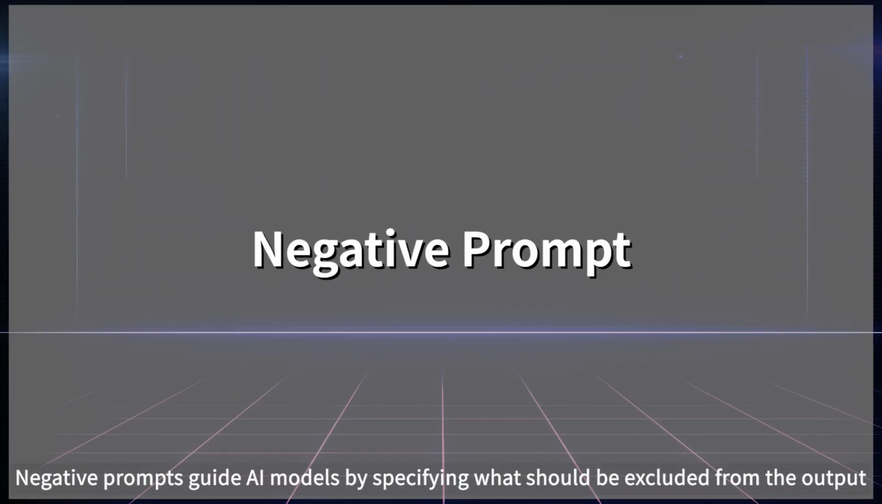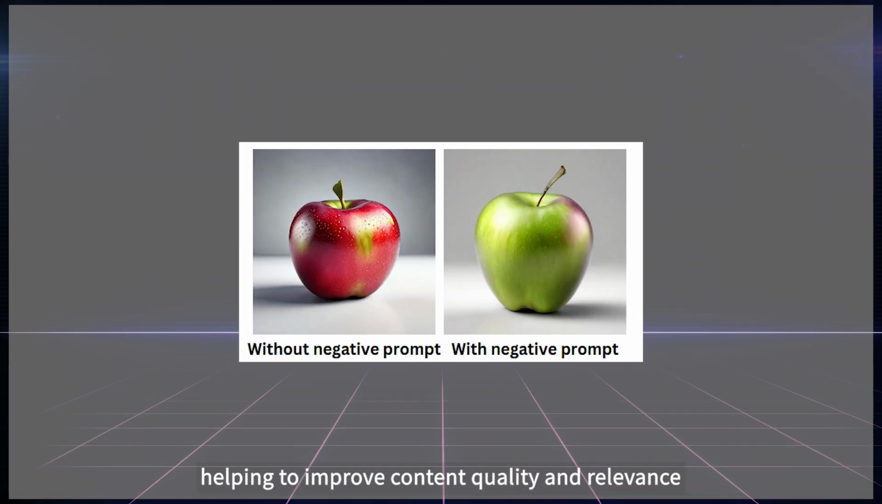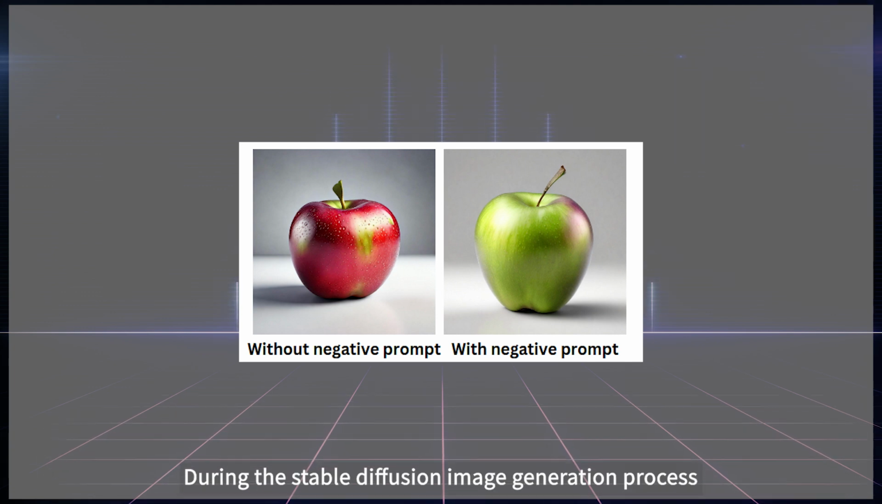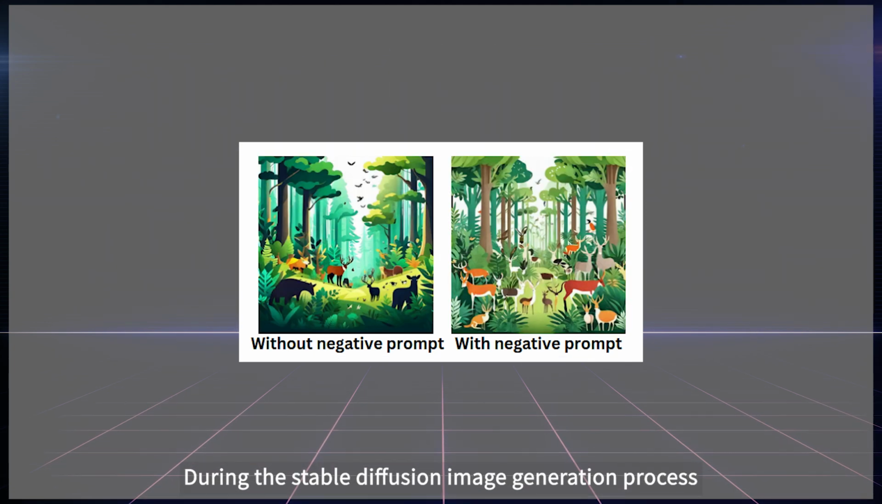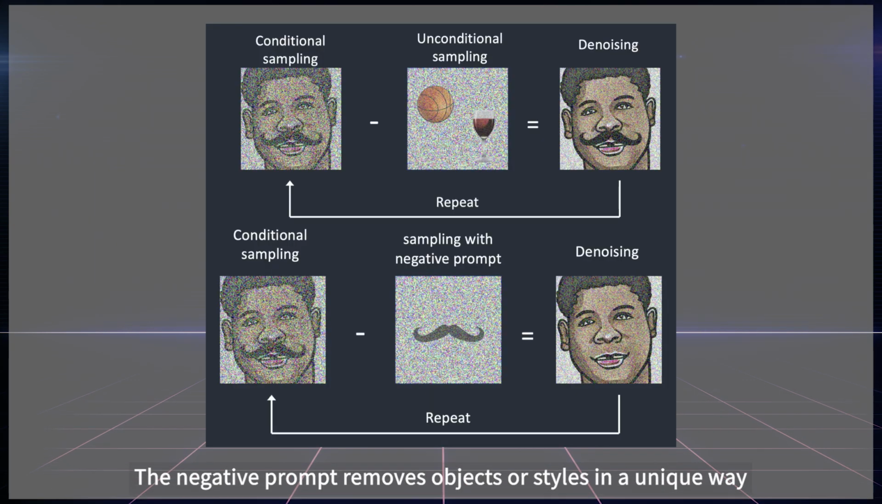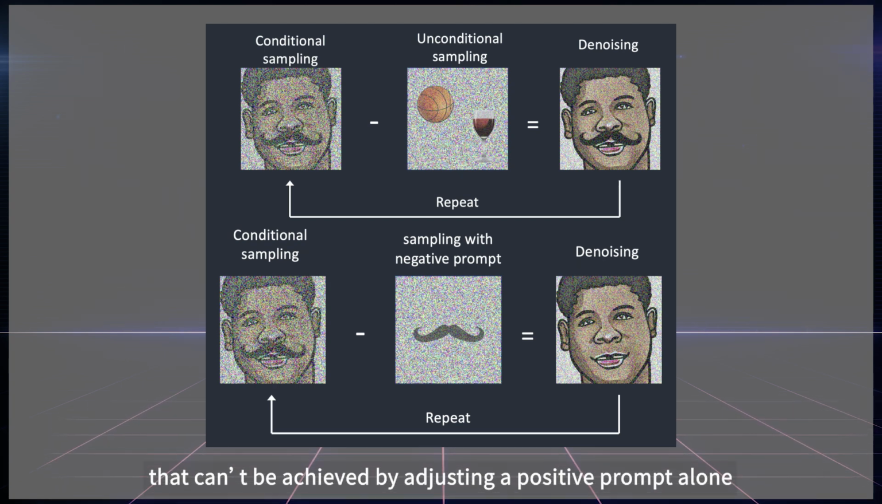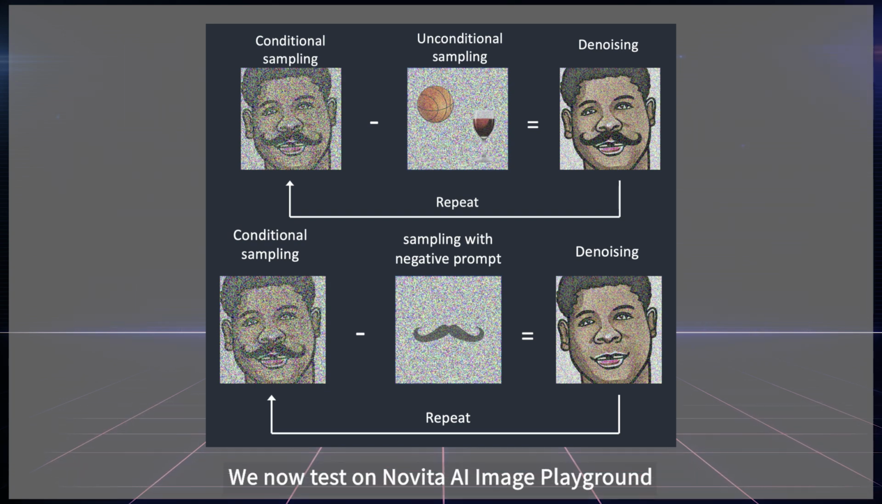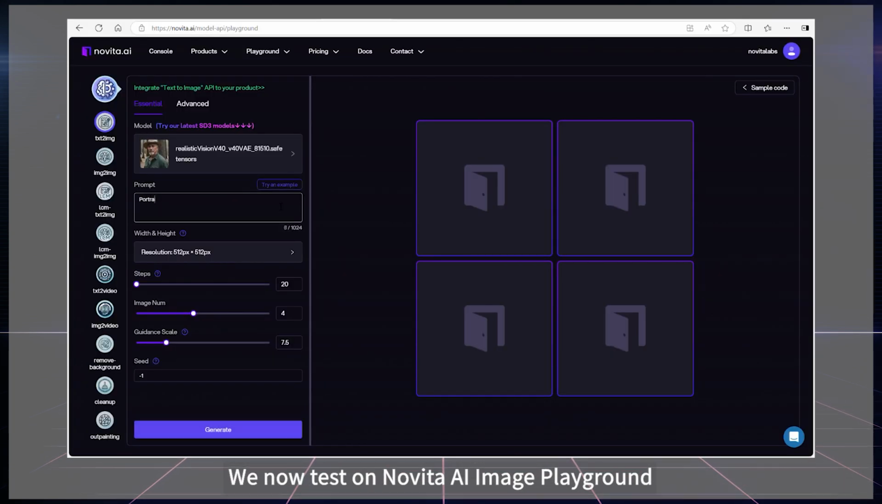Negative prompts guide AI models by specifying what should be excluded from the output, helping to improve content quality and relevance. During the Stable Diffusion image generation process, the AI model looks at both the positive and negative prompts from the user. The negative prompt removes objects or styles in a unique way that can't be achieved by adjusting a positive prompt alone. We now test on Novita AI Image Playground.